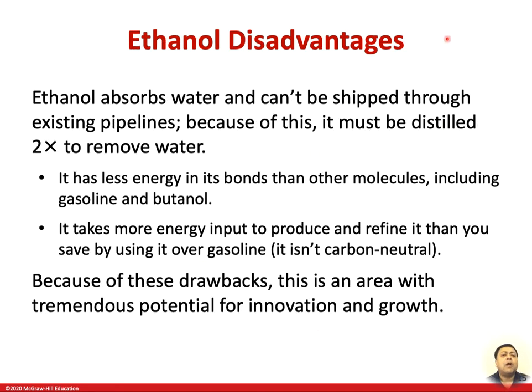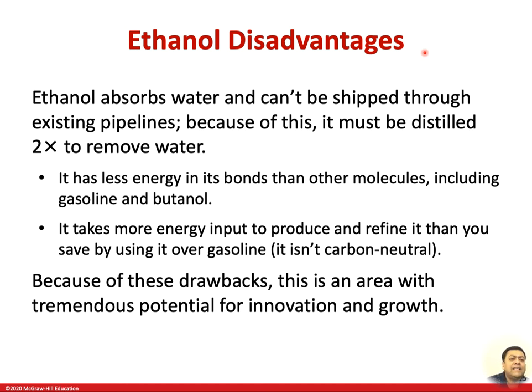But there is a problem with the ethanol. Ethanol does absorb water, and it can't be shipped through existing pipelines because, again, it must be distilled 2 times to remove the water. So it must be distilled at the source. Then if it is sent by a pipeline, by condensation it is just going to get water in there. And then you have to distill it once again at the place where it is being delivered. So these are some of the problems.